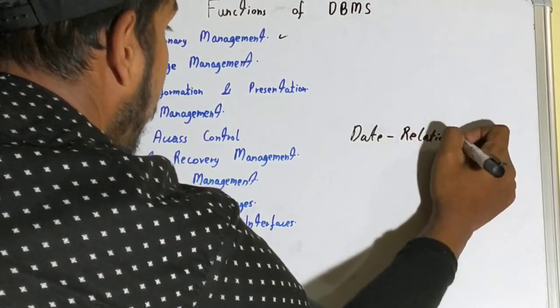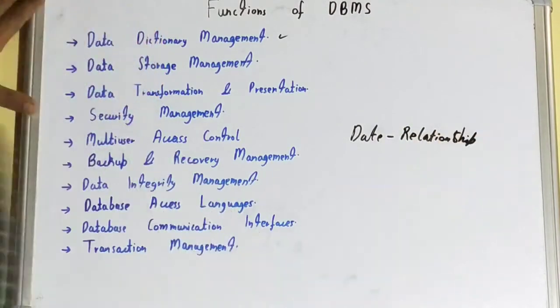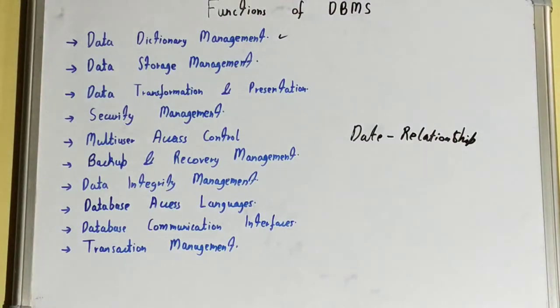So if it is required to use that data element somewhere else, then they can just go to this data dictionary and pick it up easily. You don't need to rewrite the code, you don't need to redefine the relationship. You can just reuse that with the help of data dictionary management.